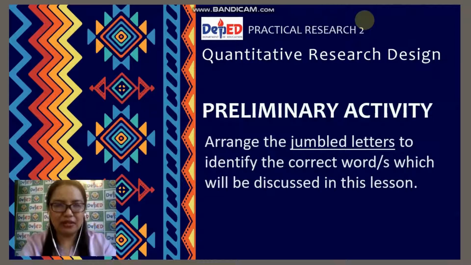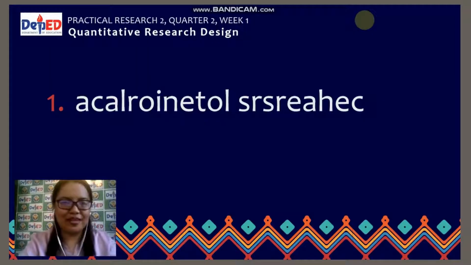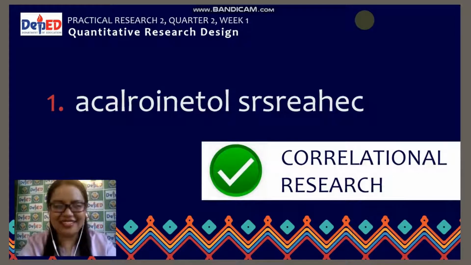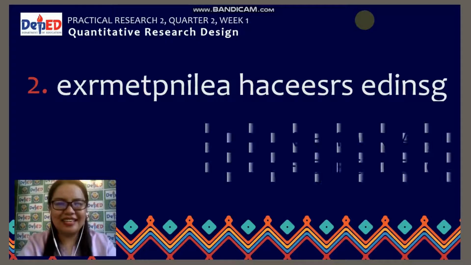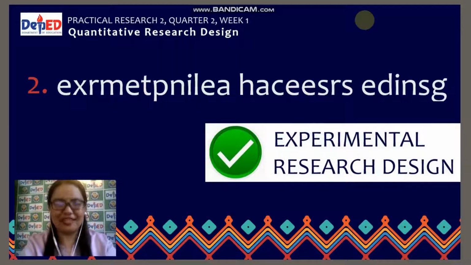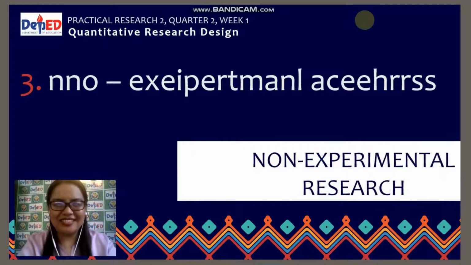Let's have a preliminary activity for word familiarization. Arrange the jumbled letters to identify the correct words, which will be discussed in this lesson. What do you think of number 1? What could these two words be? Correct. The answer is correlational research. Number 2. Can you take a guess? That's right. The answer is experimental research design. Number 3. Can you try this? Good job! The answer is non-experimental research.